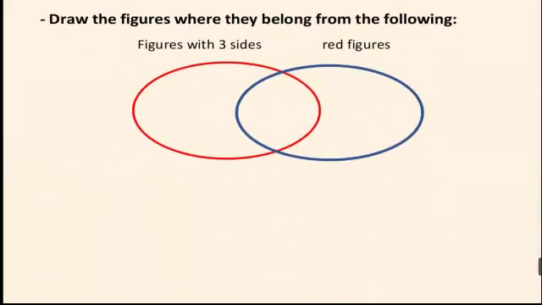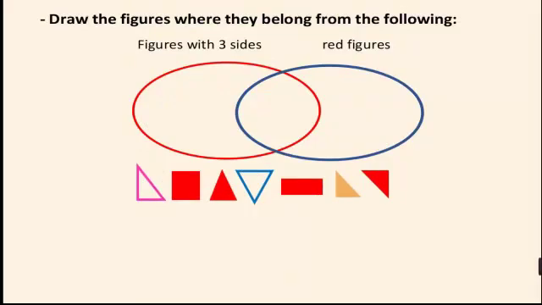Okay, let's see another example. In this Venn diagram, I have two circles. The first circle has the shapes with three sides, and the other one has the red shapes. I have these shapes and I want to put them in these circles. First of all, I am going to look at the intersection area. I want to put in this area the shapes that have three sides and are red, both of them. Three sides and red.